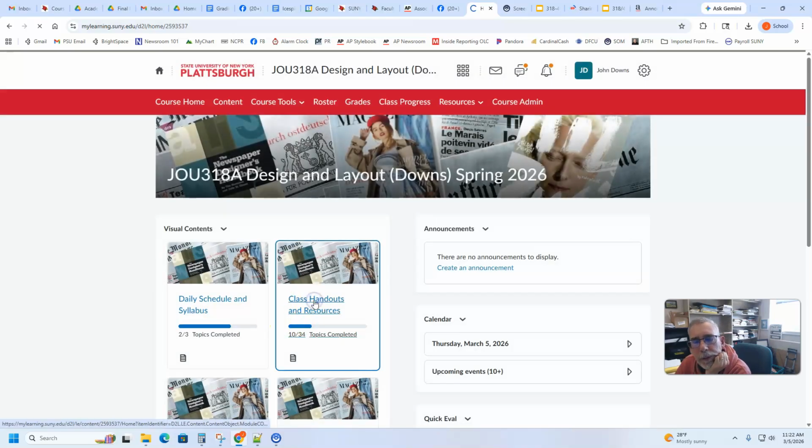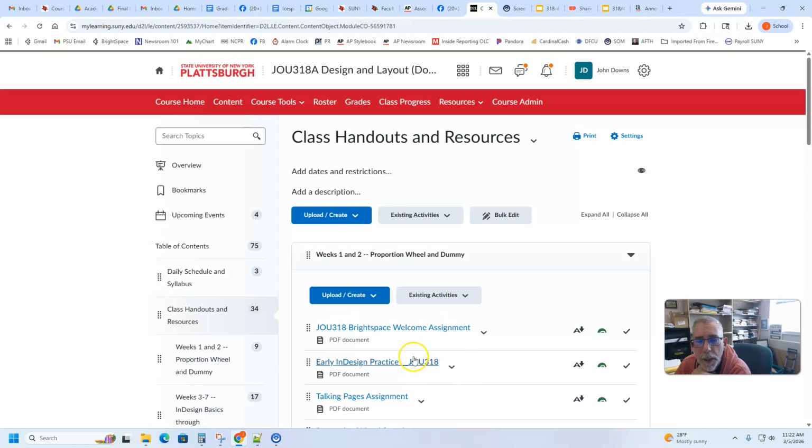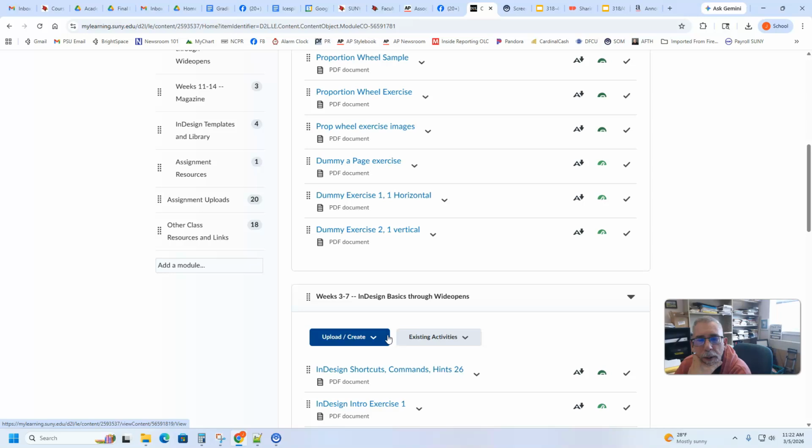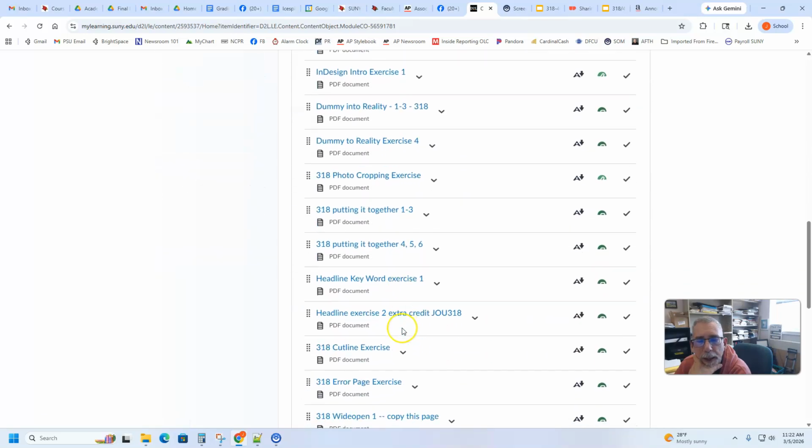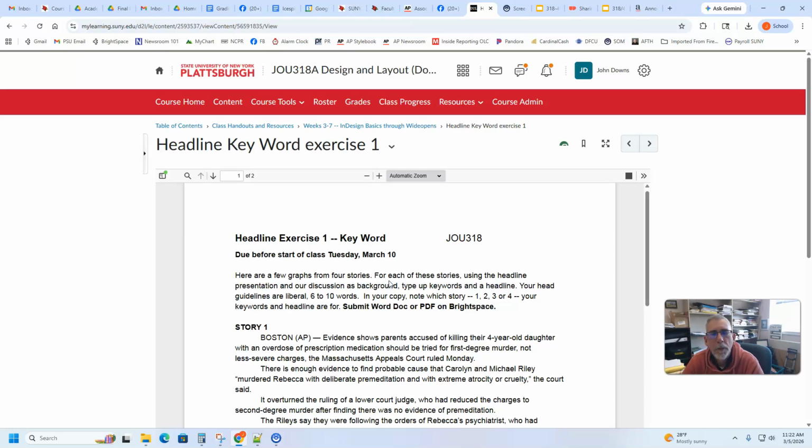Handouts, resources. Make sure to look at the daily schedule. Make sure to see if there's any reading or anything else due. And under class resources, we want the headline keyword exercise. This is due next class, so before class starts on Tuesday. Is that date right? March 10th? No, it's not. Yes, it is. Wow. Boy, how time flies.